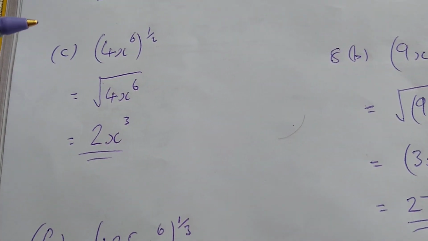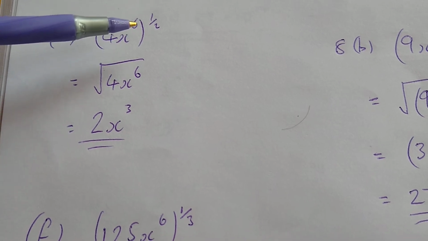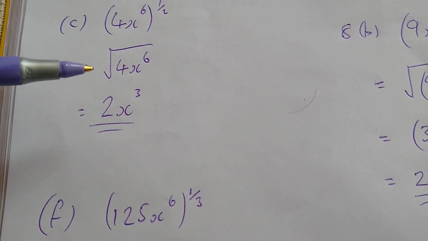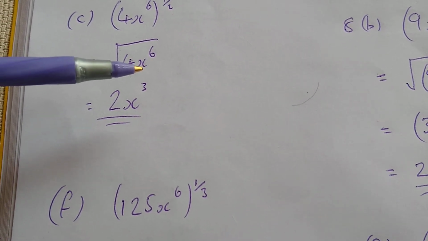Let's have a look at part C. So we've got 4x to the power 6, all to the power 1/2. So again, we're going to square root the whole thing there. So we'll square root the first term. The square root of 4 is 2. The square root of x to the power 6.